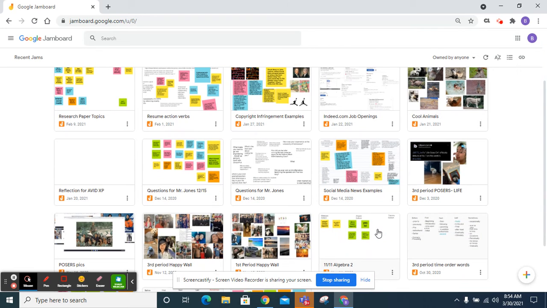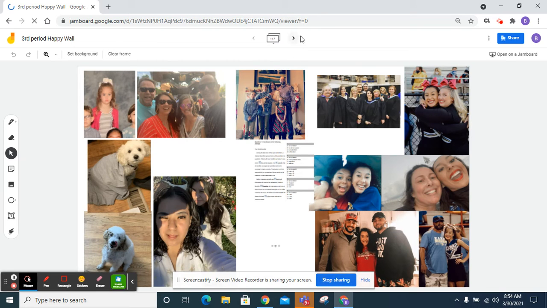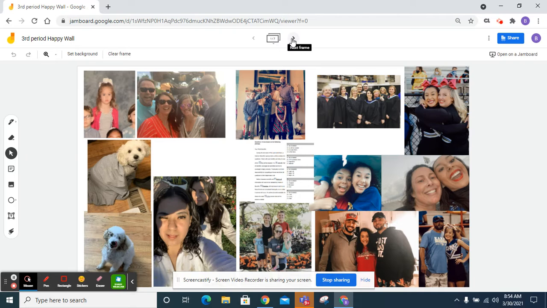We did the same thing in my in-person class, third period, same result, just a variety of pictures that they posted of things that they would want other people to see, photos that they regularly look at that make them happy. My third period, they've been together for a long time, so they kind of got carried away.